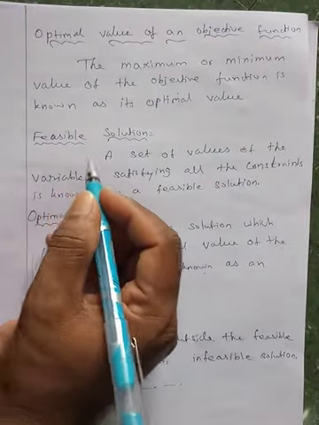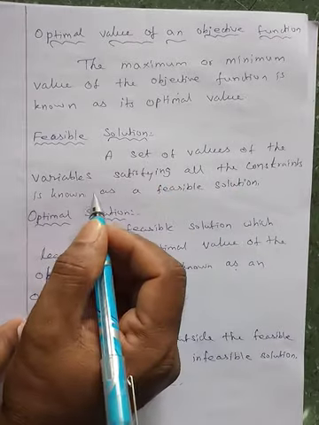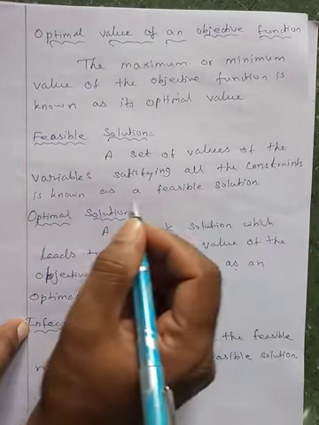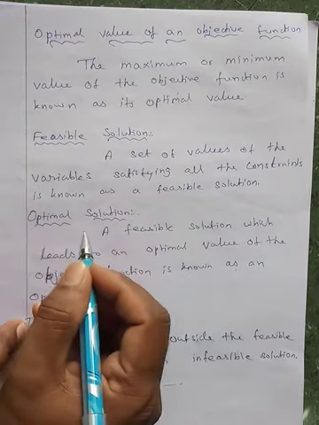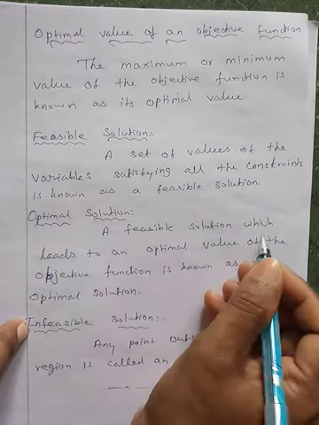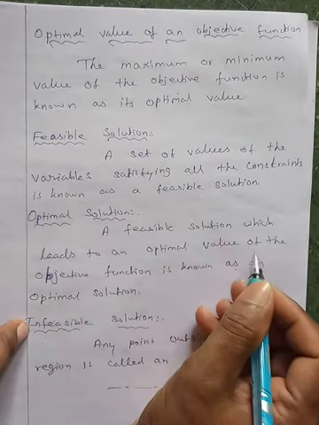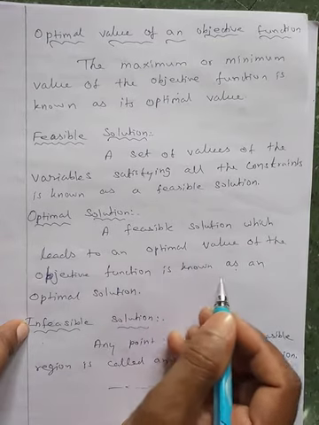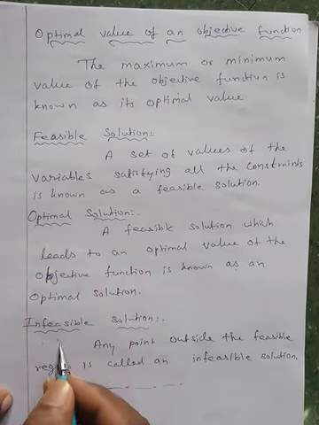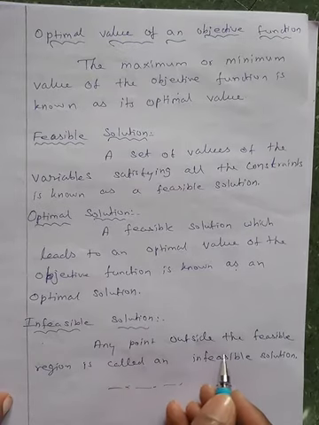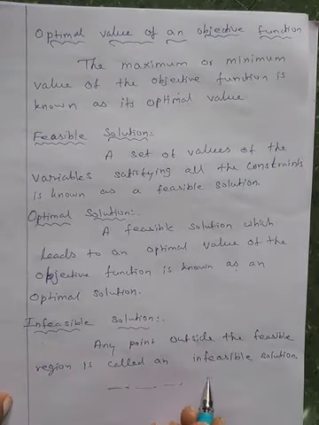Feasible solution. A set of values of the variables satisfying all the constraints is known as a feasible solution. Optimal solution. A feasible solution which leads to an optimal value of the objective function is known as an optimal solution. Infeasible solution. Any point outside the feasible region is called an infeasible solution.